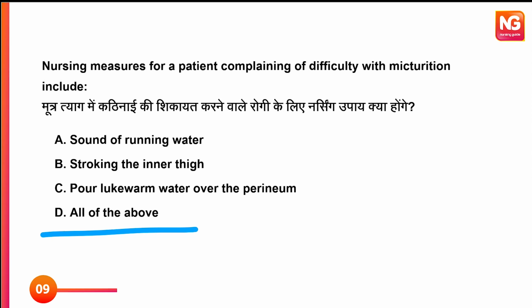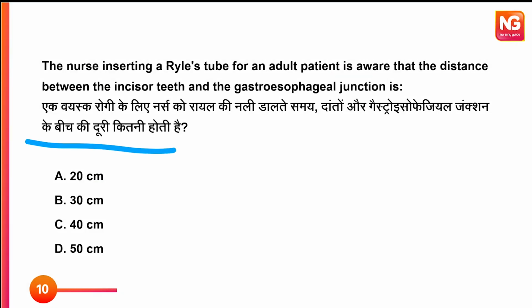All of this. Next, the nurse inserting a Ryle's tube for an adult patient is aware that the distance between the incisor teeth and the gastroesophageal junction is option A 20 cm, option B 30 cm, option C 40 cm, and option D 50 cm. And the correct answer is option C 40 cm.